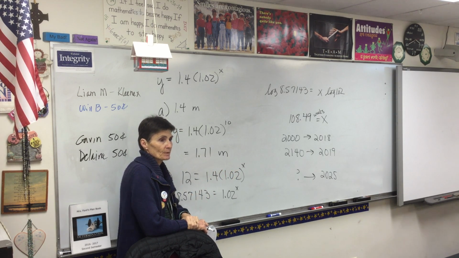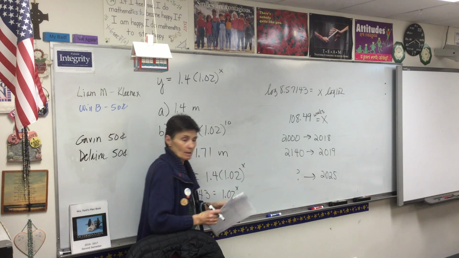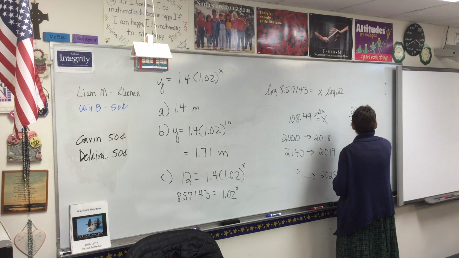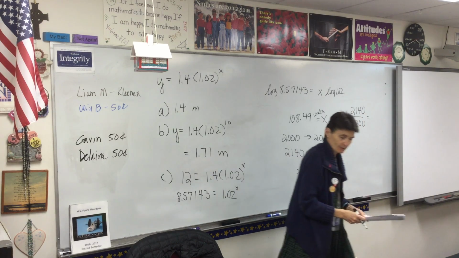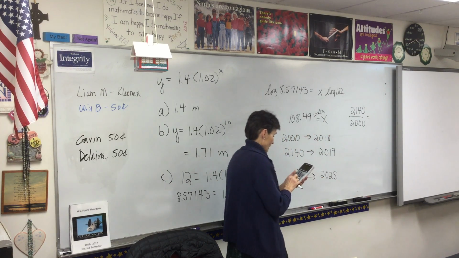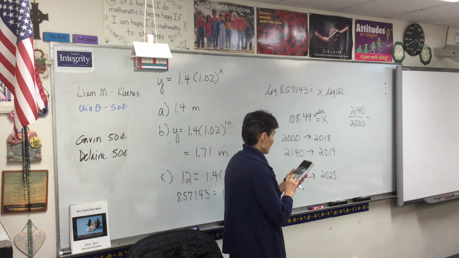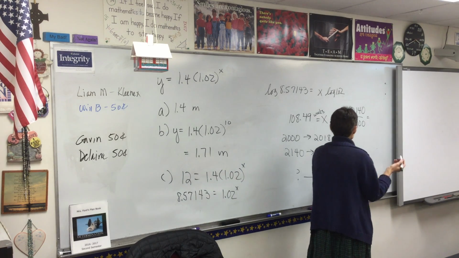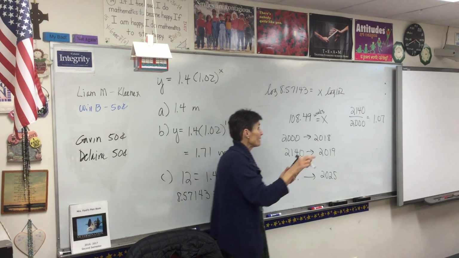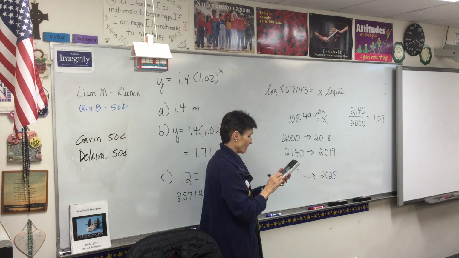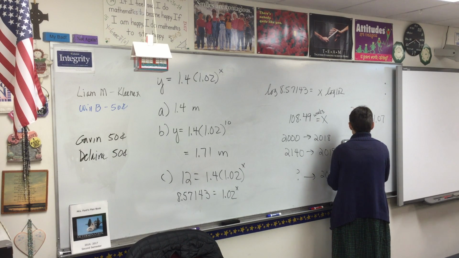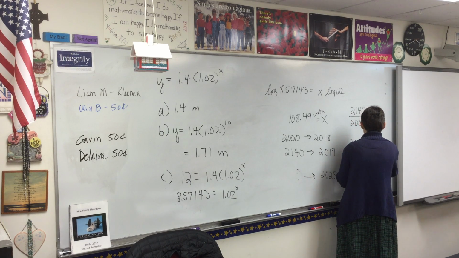2140 divided by 2,000. That's what Emmett suggested. Let's type that in on our calculators and see what we get. Oh, that came out to be 1.07, right? Now I heard somebody else say 2,000 divided by 2140. Well, that came out to be 0.9346.